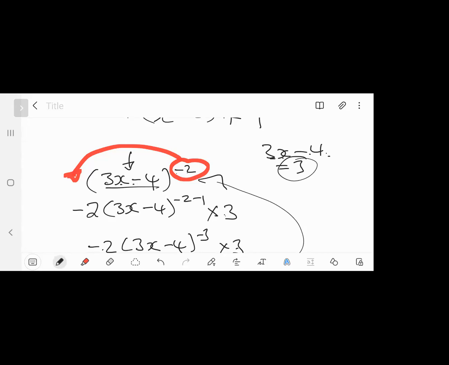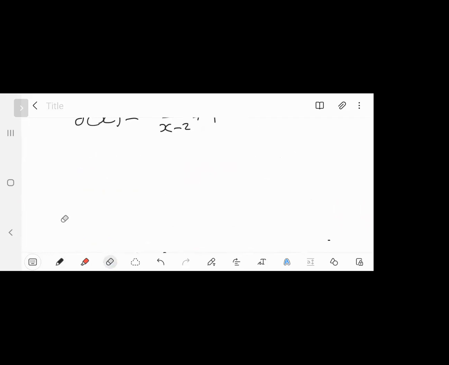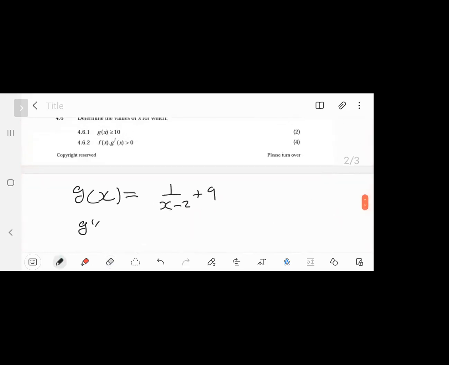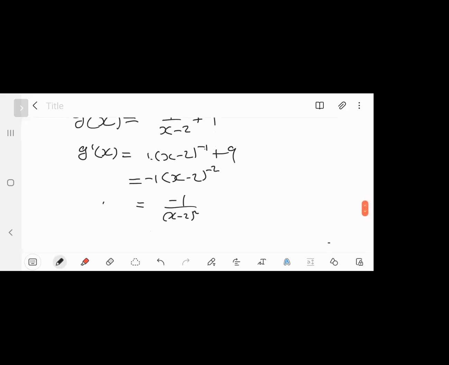Okay. So now we're going to apply the same rule here. We are going to derive this guy, g of x. We first start with 1(x minus 2) to the power of -1, plus 9. If I'm deriving this, this term gives -1(x minus 2) to the power of -2. This is the derived version because the derivative of 9 is 0. So then I say -1 over (x minus 2) squared. So this is the derivative of g of x.